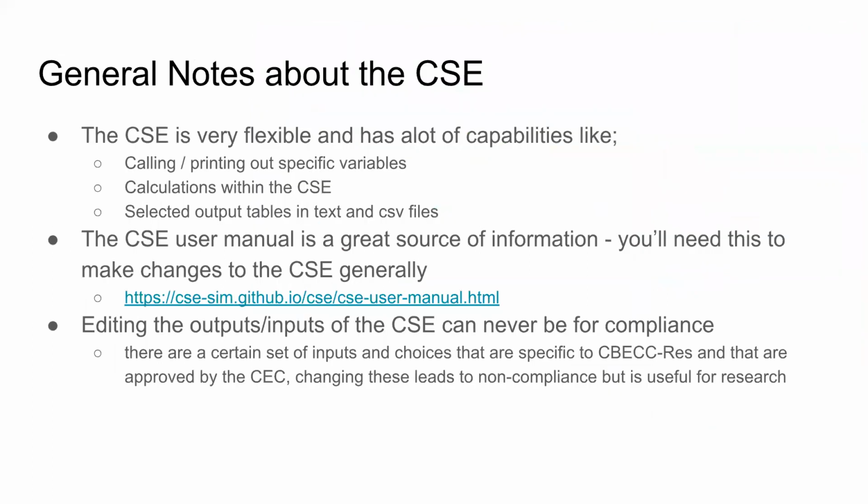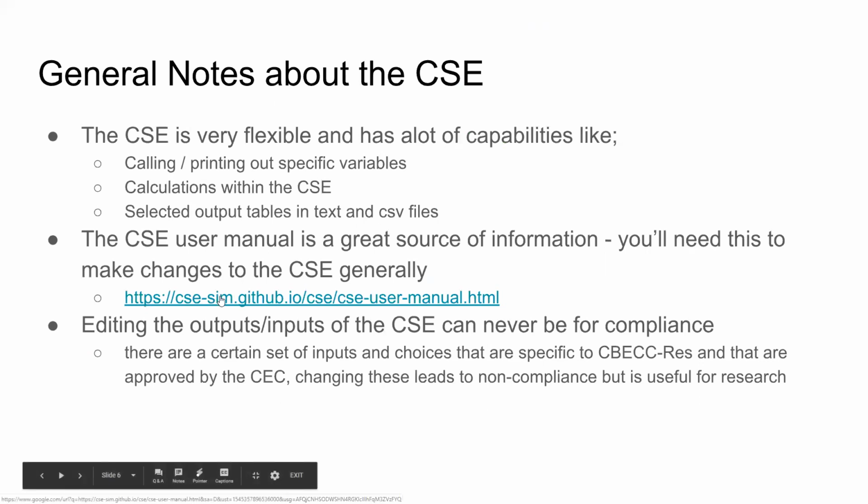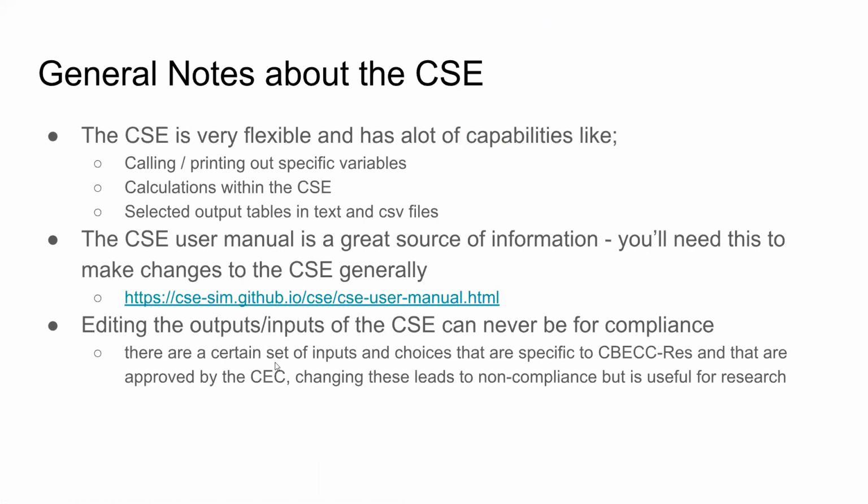So some general notes about the CSC. Like I said before, it's very flexible and has a lot of capabilities, like calling and printing out specific variables, doing calculations within your results and within the CSC. And then you can specify output tables and files that you want to output after the model, which is cool. And the CSC user manual, like I said, has a lot of good information. You'll need this to make changes to the CSC.